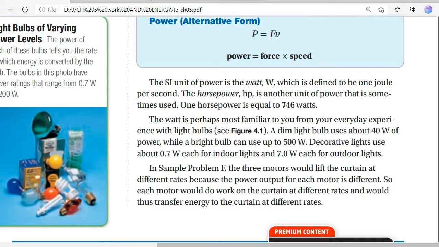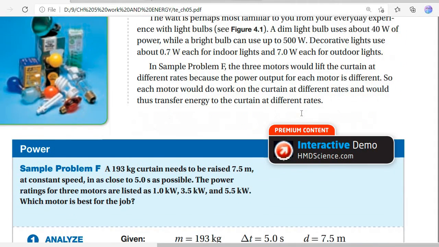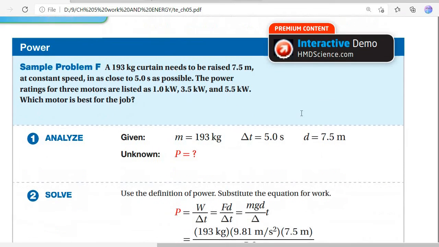By multiplying by 746 to convert from HP to become watt. Multiply by 746, because 1 horsepower equals 746 watts. Okay, and of course you can see watts every moment around you, everywhere.